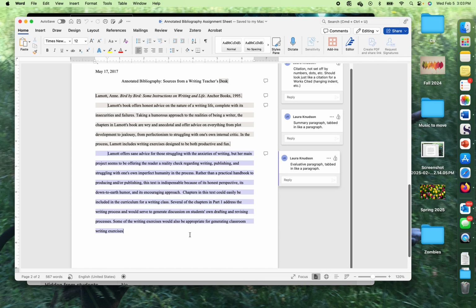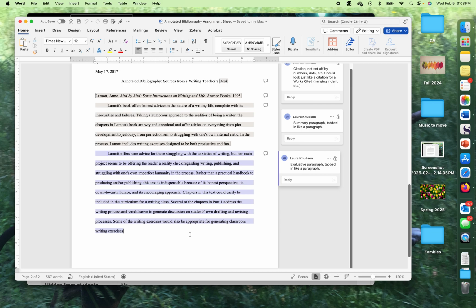So when I say evaluate, I don't just mean, is this a good or a bad resource? Is this a helpful or unhelpful resource? No, that is not the only thing you're doing here. You are also talking about how this resource can be used by other people and how you might use it, with a focus on how you're imagining using it in your essay.